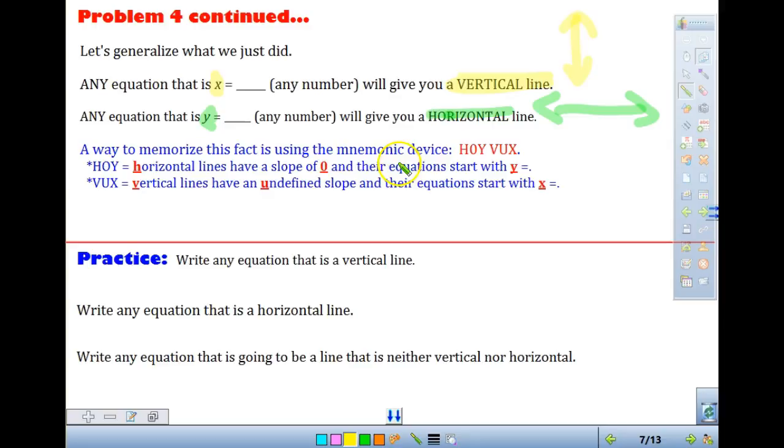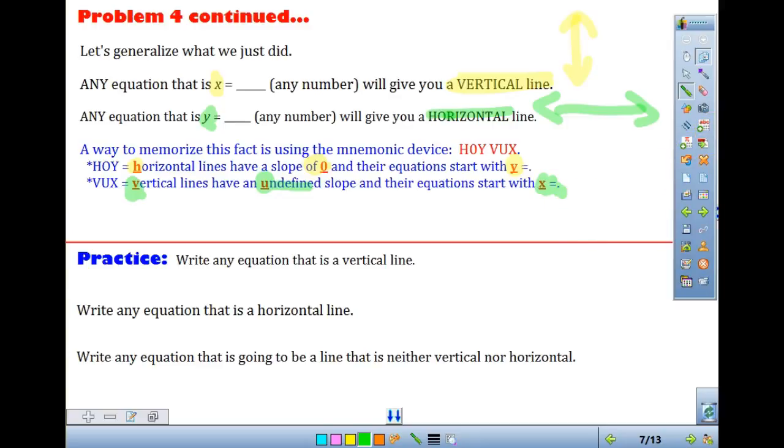And it says a way to memorize this is using this mnemonic device. So HOY-VUX, sometimes they say it that way, HOY-VUX. H standing for it is a horizontal line. Slope is 0, and Y equals. So horizontal, slope 0, equation is Y equals. When we look at the vertical one, V is for vertical, U, the slope is always undefined, and it is always X equals for our equation.